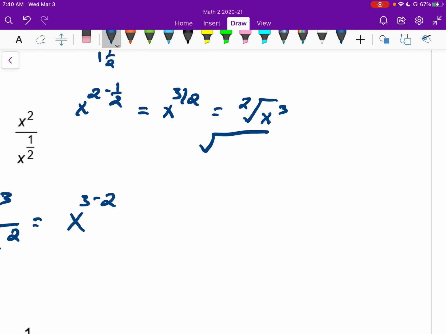Let me write that in here. We have 1, 2, 3 x's. We have a pair of x's that corresponds with our 2 written there, and we can pull an x outside, and then we have a square root of x.